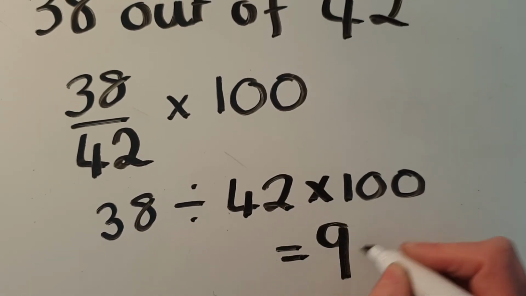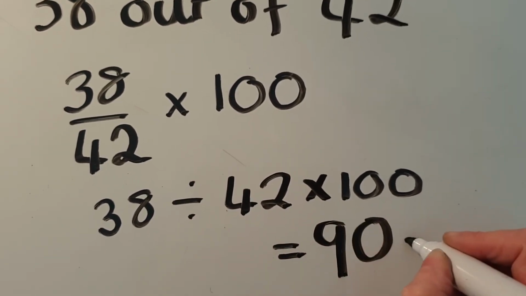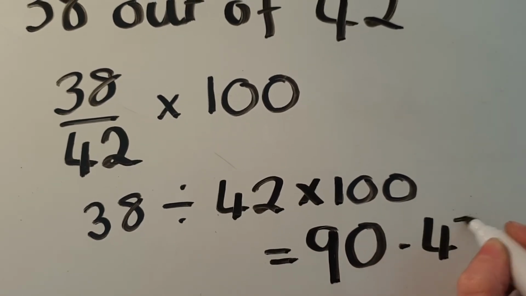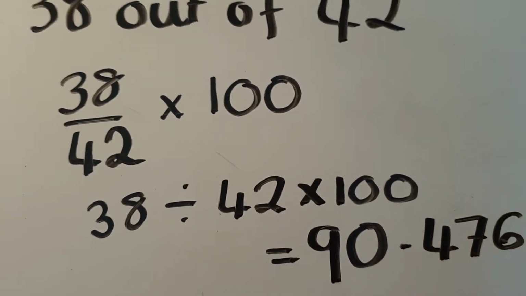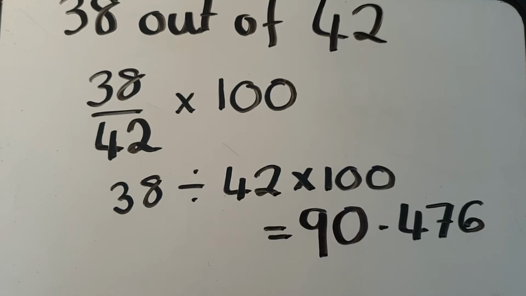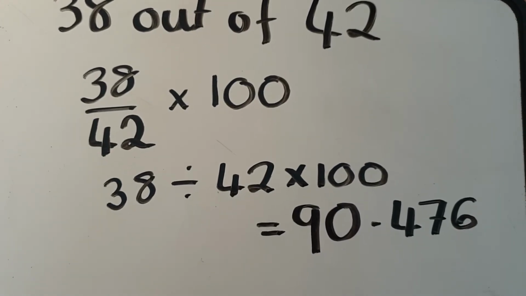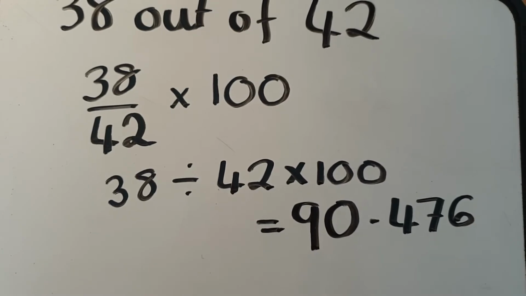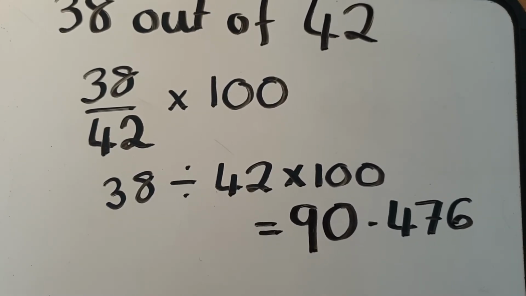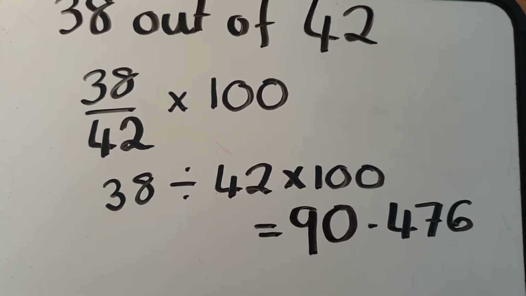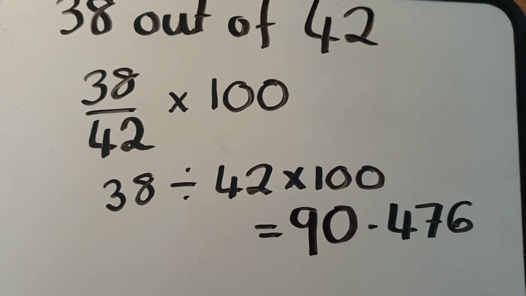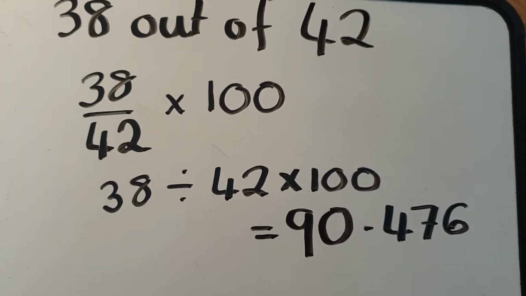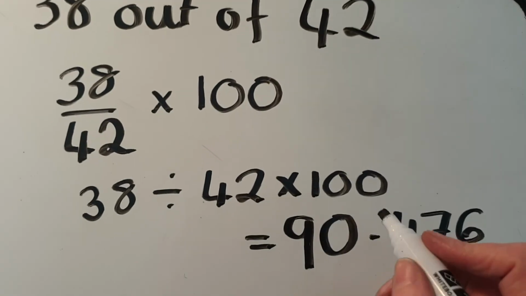Now, when you type it in, you're going to get 90.476 and some extra decimals after that. When that happens, I want you to give me the answer correct to one decimal place. So after the decimal point, we've got the number 4. Will we keep that as a 4 or will we round it up to a 5? To figure that out, you need to check the number that's immediately following.